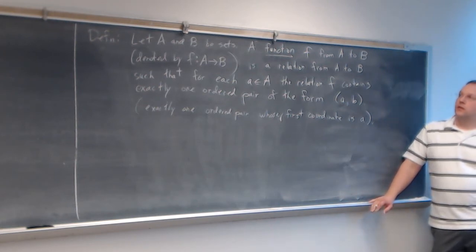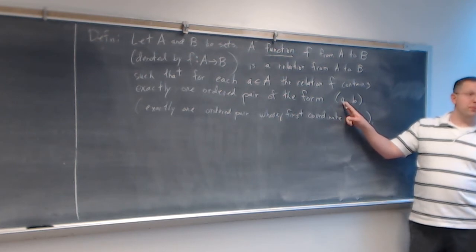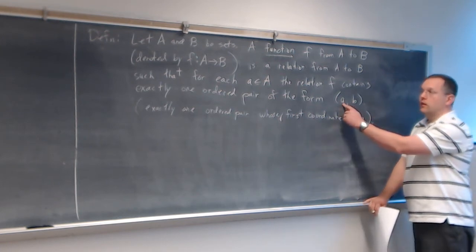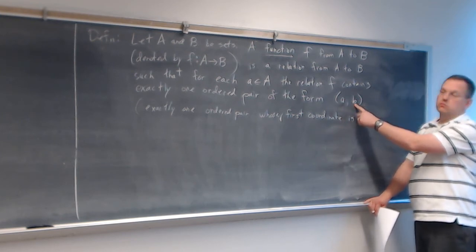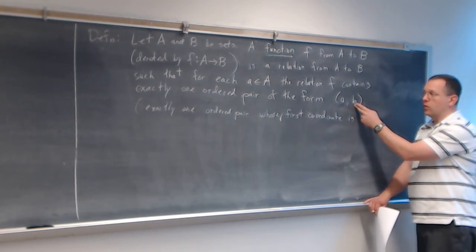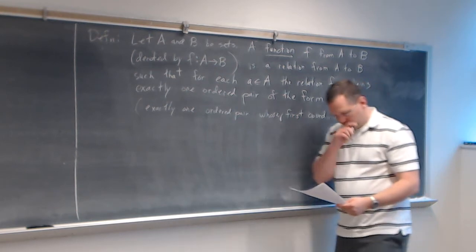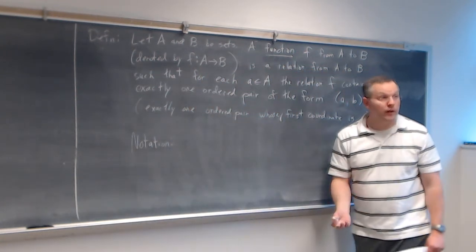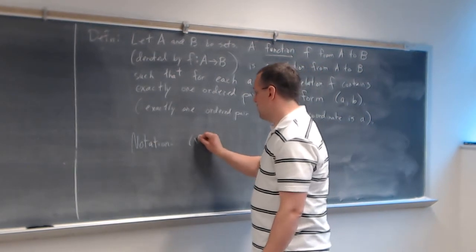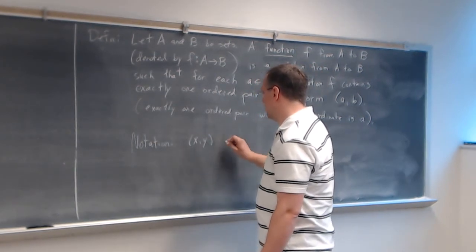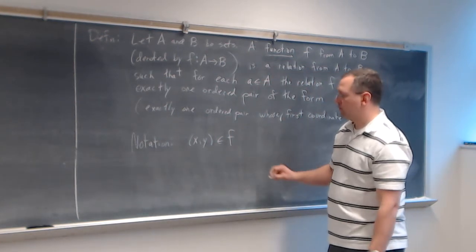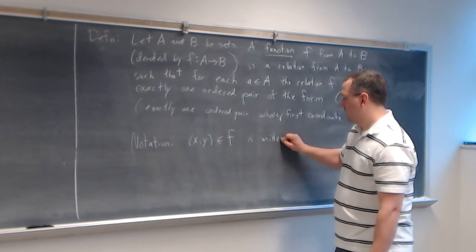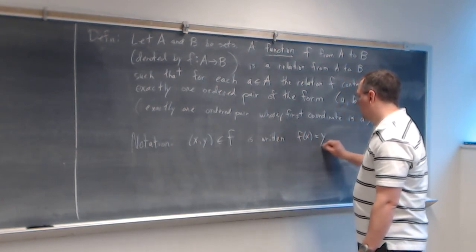If you think of all the first coordinates as your inputs, and all your second coordinates as your outputs for your function, then for every input, there's exactly one output. For every a in capital A, there's exactly one b that's related to it. Notation: we're going to use that familiar function notation, like f of x equals x squared. So instead of saying x, y is in the function f, it's written f of x equals y.